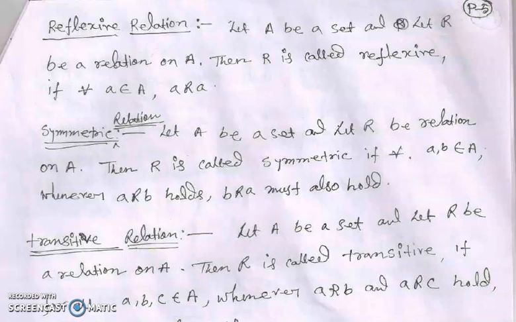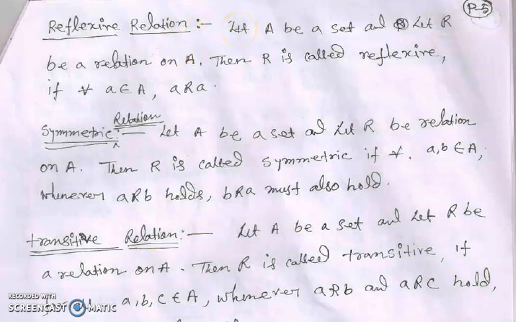So, continuation of lecture number 2. Here we give some special types of relation, with names such as reflexive, symmetric, transitive, and so on. We started with the definition of a reflexive relation. What is the meaning of a reflexive relation?